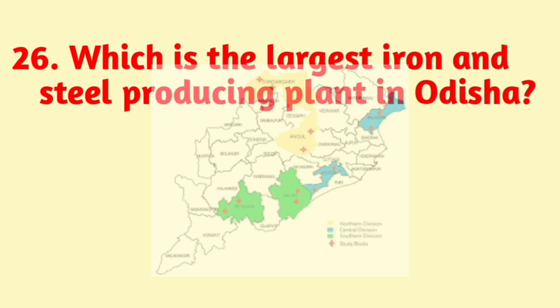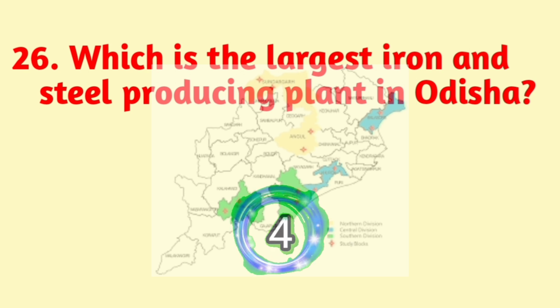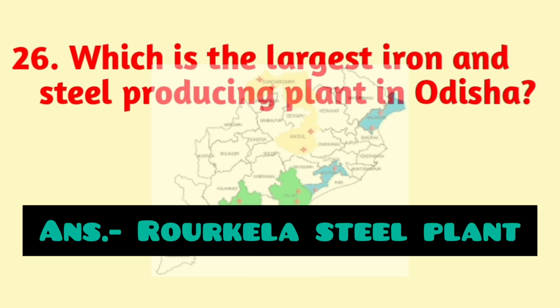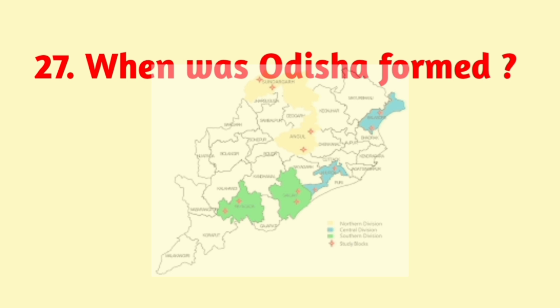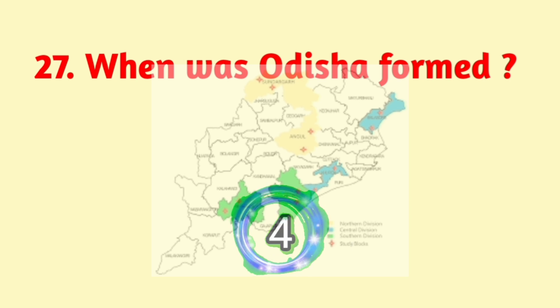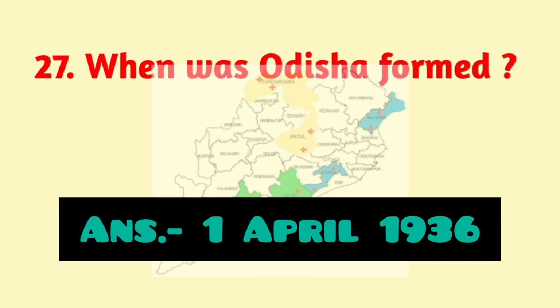Question number 26. Which is the largest iron and steel producing plant in Odisha? The answer is Rourkela Steel Plant. Question number 27. When was Odisha formed? The answer is 1st April 1936.